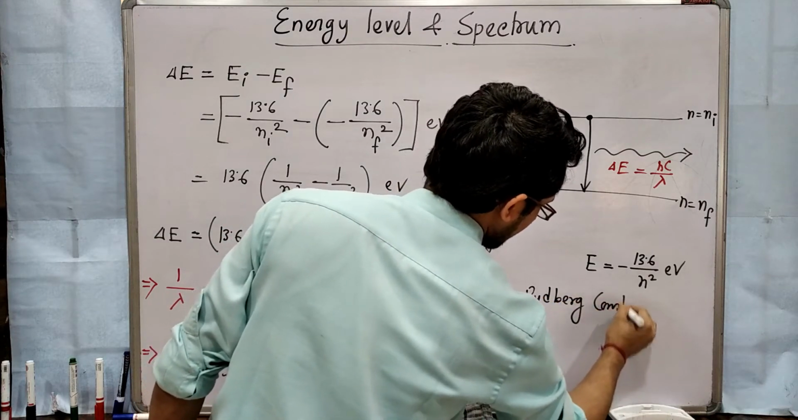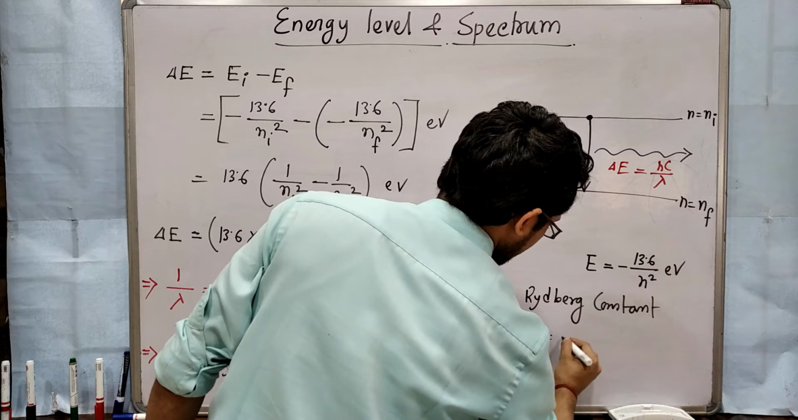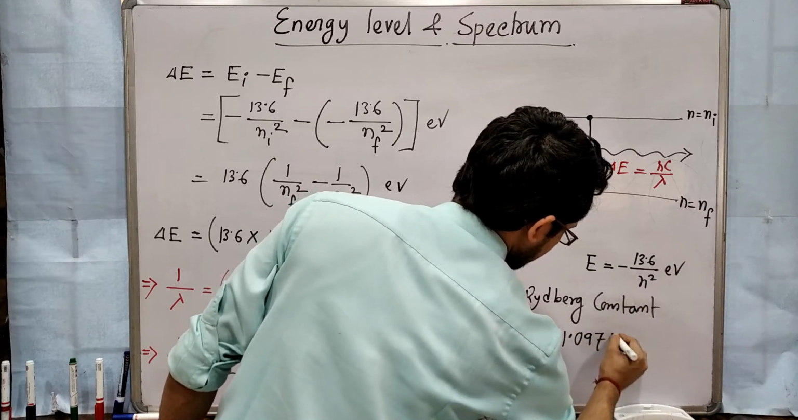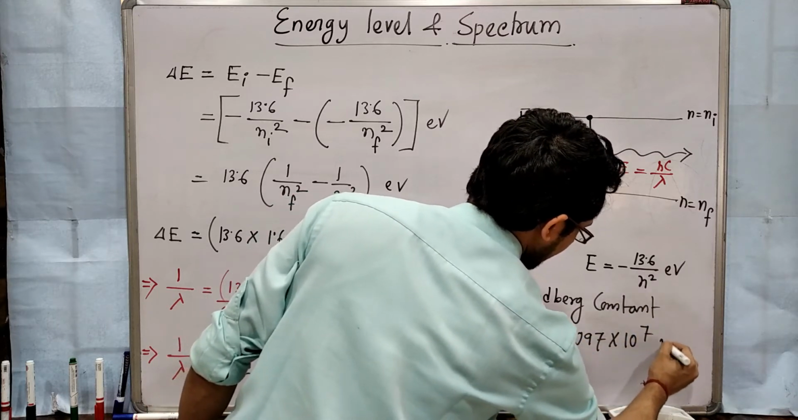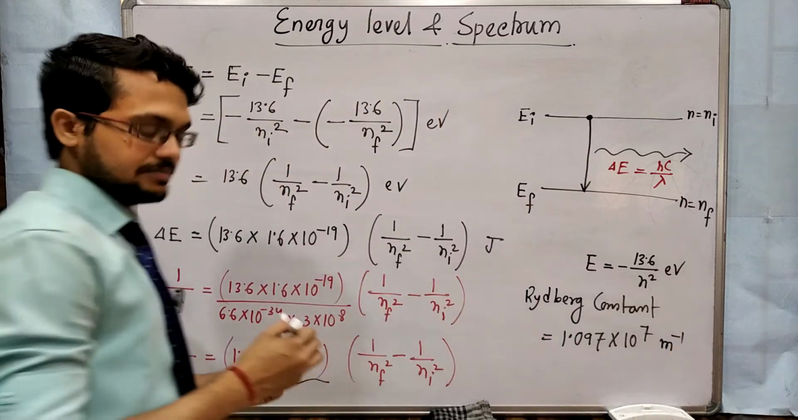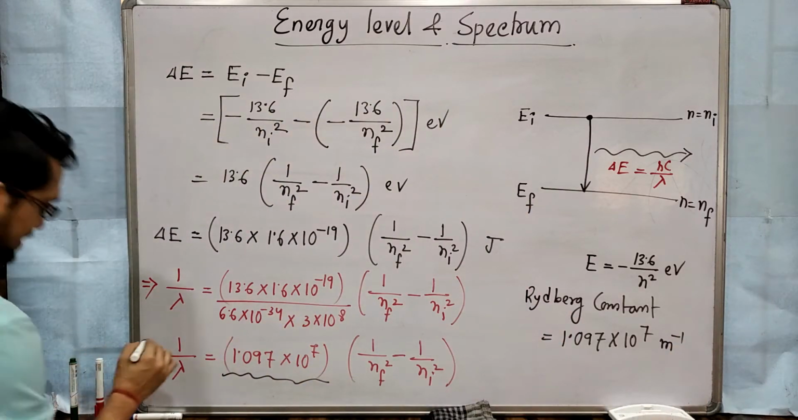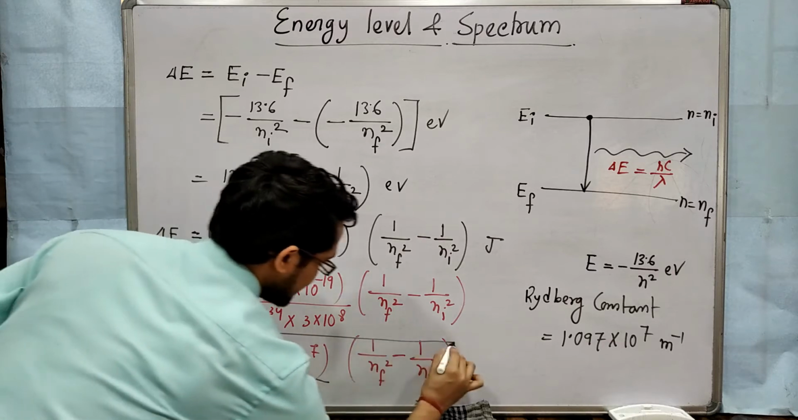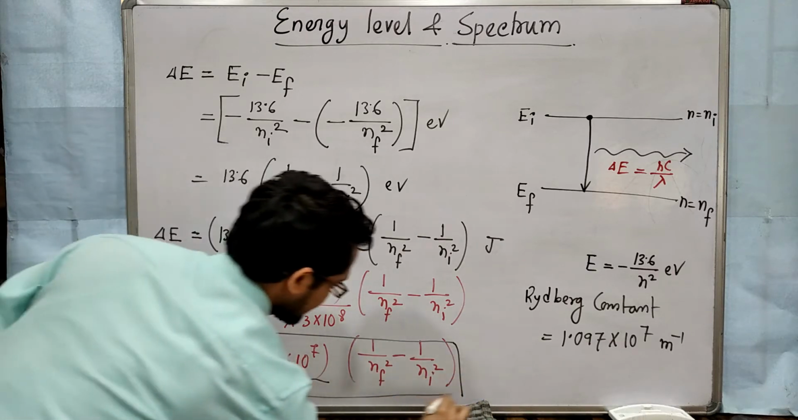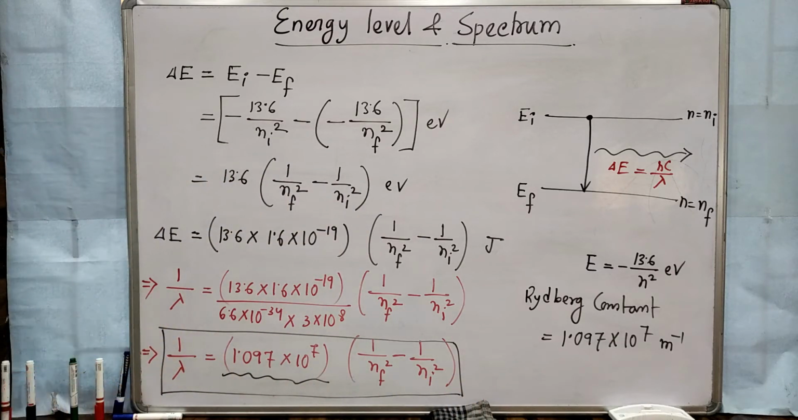Rydberg constant is equal to 1.097 × 10^7 meter inverse. Its unit is meter inverse. So this is the relation for lambda, the wavelength of that emitted radiation.